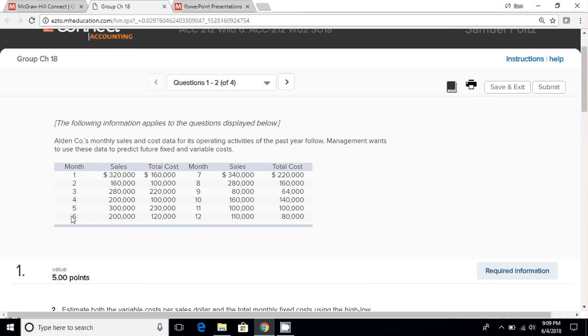There's the month, there's 1 through 6, sales and total cost. For those, I wish they just put a line here, right? It would have made it a little simpler. And then months 7 through 12 have sales and total cost.